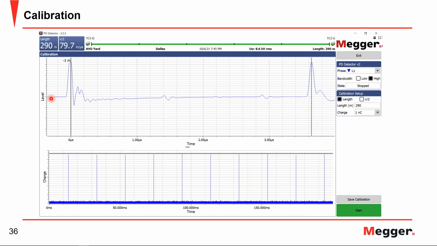Also, we want to verify that we have a nice clean TDR pulse, where we have a strong initial reflection. We have a splice here, our first splice, our second splice, our third splice, our fourth splice, and then the end of the cable, our end reflection. So we can go ahead and verify that this is a solid calibration.